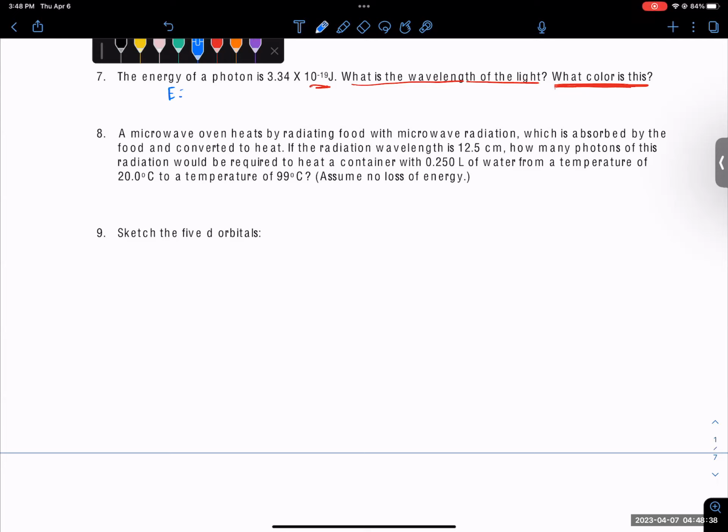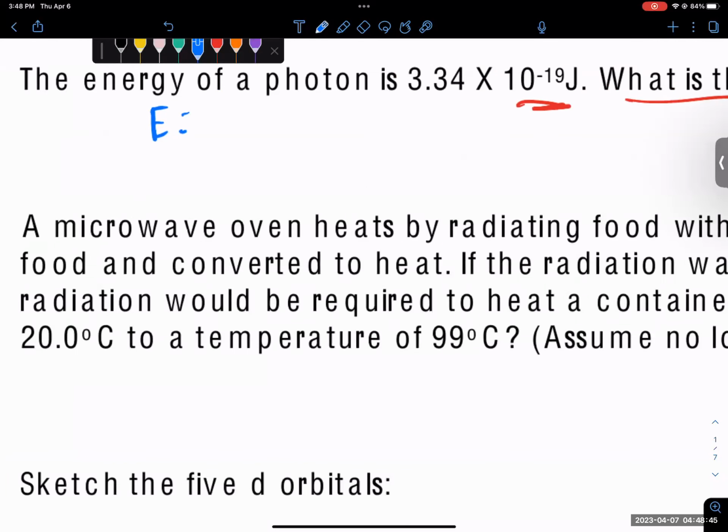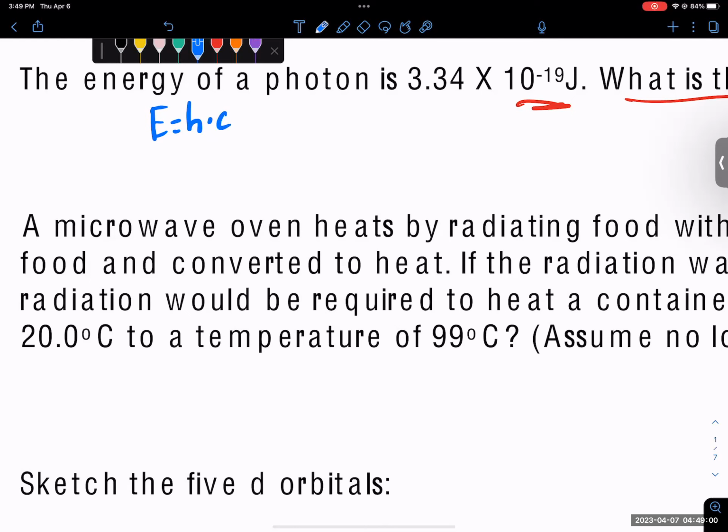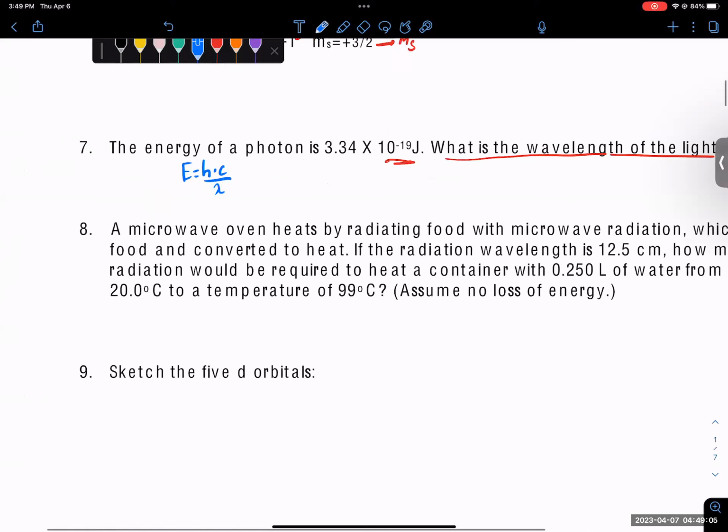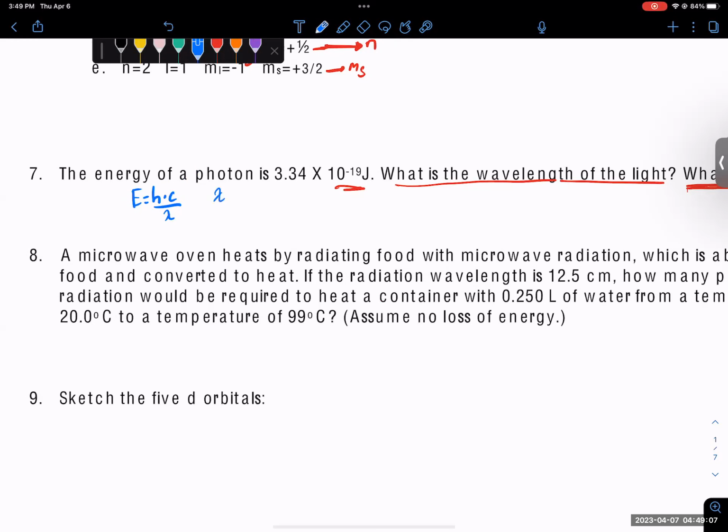E has to equal something. Did we all blank out on this? What's the next variable, Rich? So E equals H times C over wavelength. E equals HC over lambda. Perfect. And specifically, we're trying to solve for the wavelength. So if we rearrange the equation, lambda equals H times C divided by E.